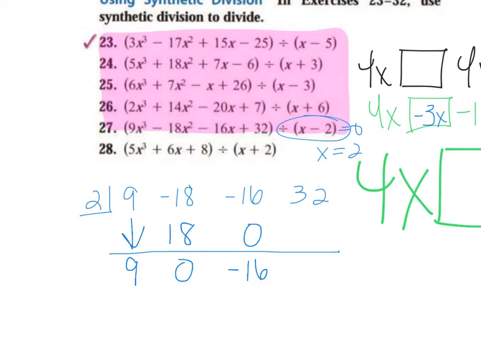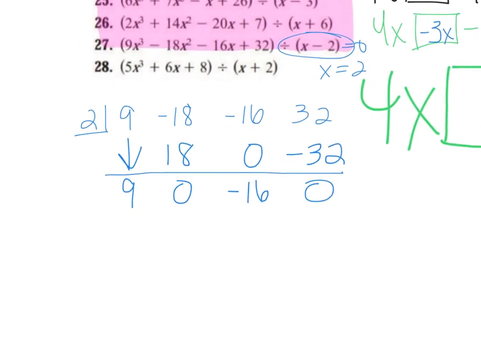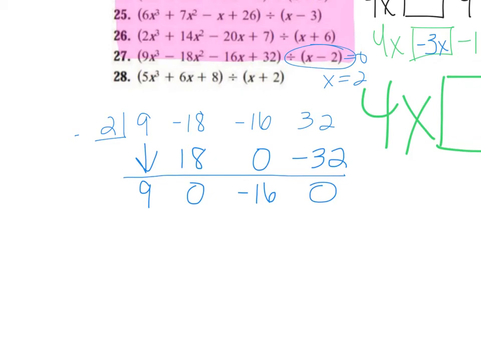Multiply to the corner. Negative 16 times 2, negative 32. So then 32 minus 32 is 0. What do you have left over? These are the coefficients for your answer. If I started out with x cubed, then what does my answer begin with? X squared. You always go down 1.